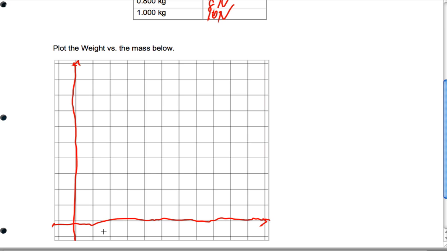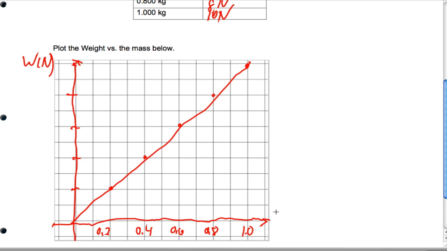I don't have a ruler. So this would be 0.2, 0.4, 0.6, 0.8, 1.0. And again, we got 2, 4, 6, 8, 10 newtons. And of course, we get this nice, neat, linear plot. Okay. And of course, this is weight in newtons versus mass in kilograms. I want to start seeing you labeling these axes like this. It's a really important thing.